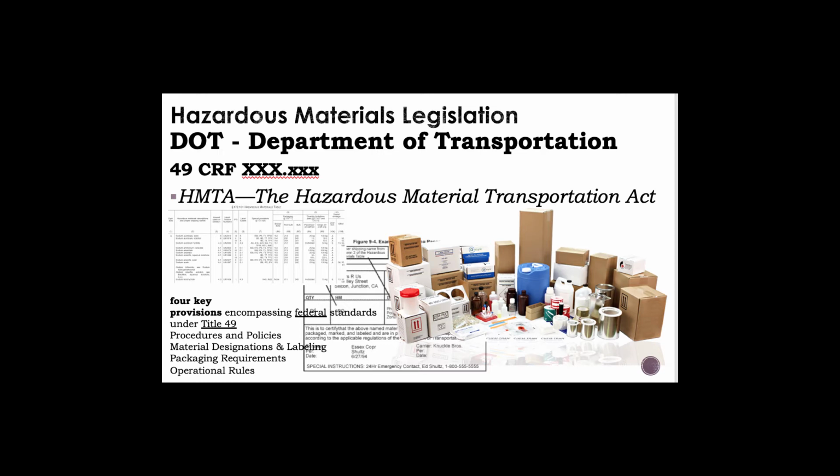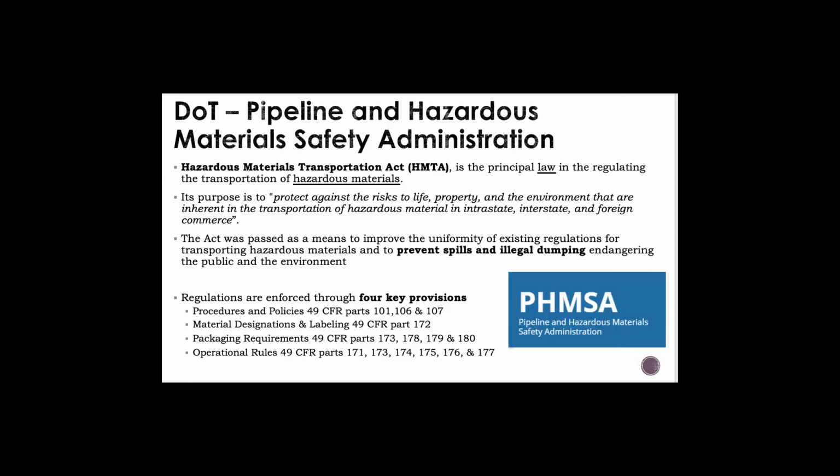There are 4 key provisions. This is really important. 4 key provisions under 49 CFR. And those are procedures and policies, materials designation and labeling, packaging requirements, and then of course the operational rules. And we'll learn how to decipher this hazardous materials table.